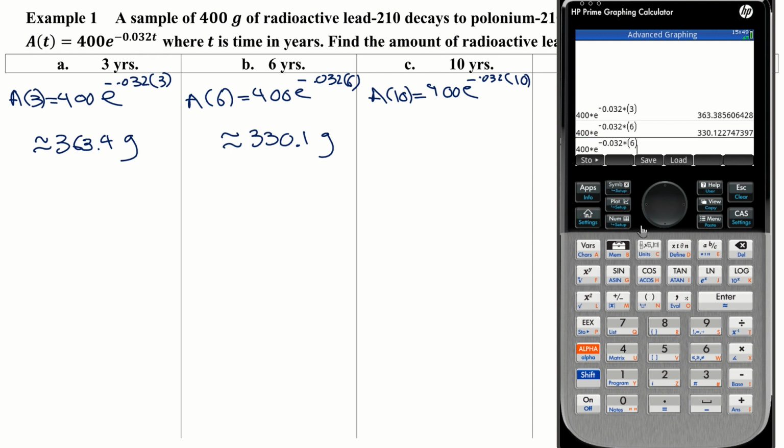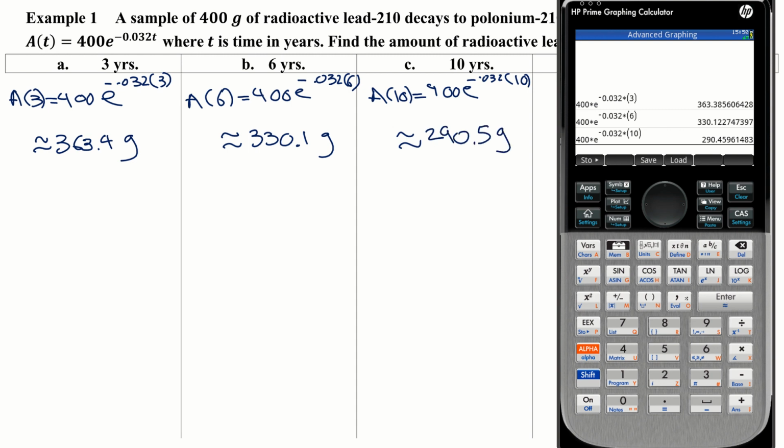And then for the next part, of course, we're just going to do the same thing, except we're going to replace the 6 with 10. Always take a few seconds to make sure you've typed in everything correctly. I say it and don't always do it, but I try to remember to always do it. Okay, so there we go, and it's correct. So you can see that about 290.5 grams will be left after 10 years.